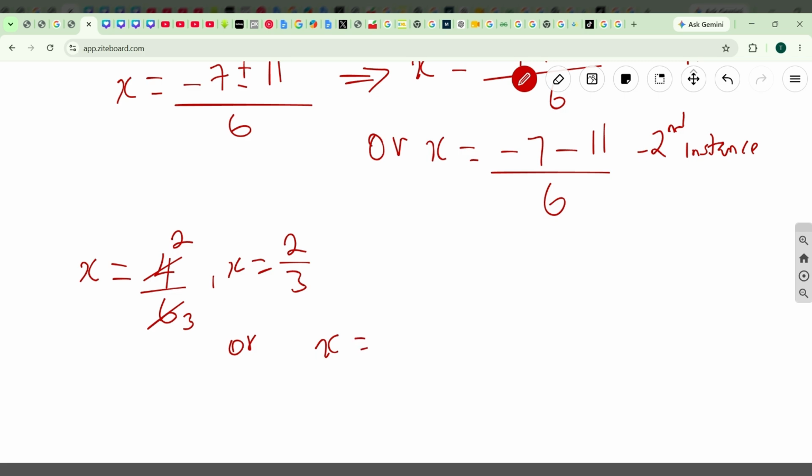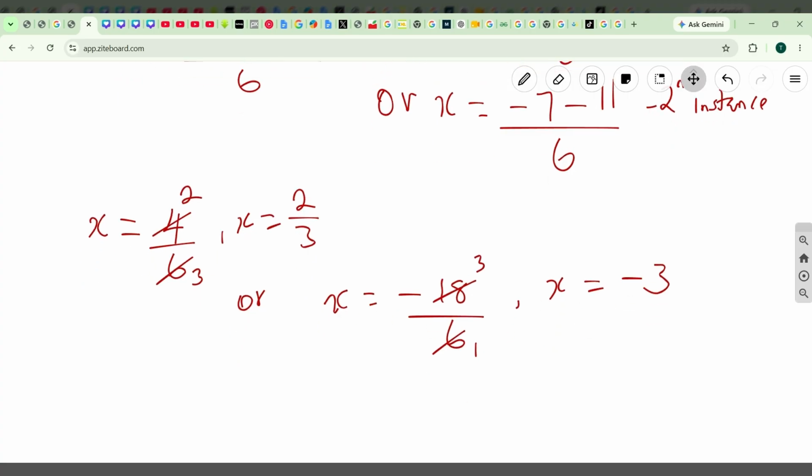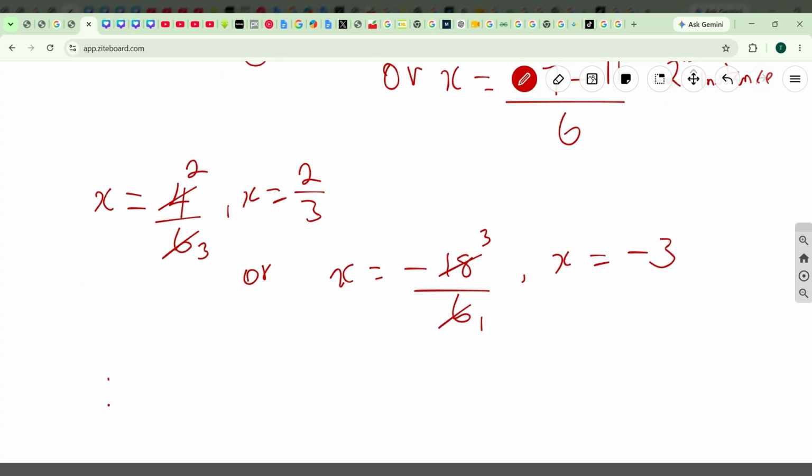That's going to give you negative 18 divided by 6. And 6 can go into negative 18 3 times. So that means that x is equal to negative 3. So our final answer is, therefore, x is equal to 2 over 3, or x is equal to negative 3.